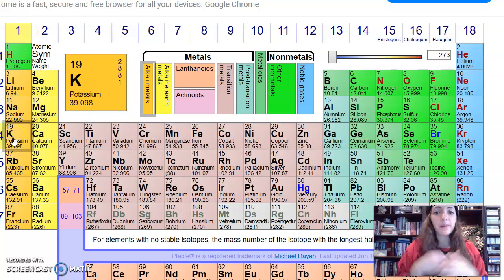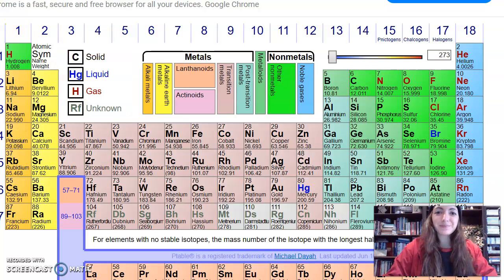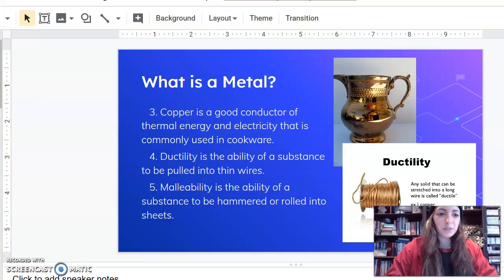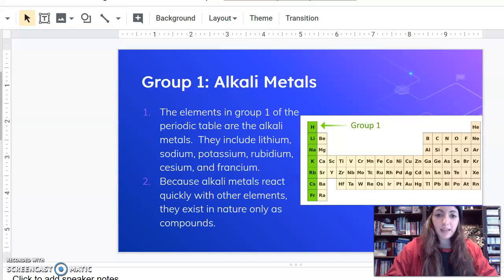So let's go to our PowerPoint and see what is group 1. Switching here. Okay, group 1, alkali metals. So if the question is, what type of metal is it? The answer is potassium is an alkali metal. And what group is the metal in? It's in group 1. So we can see here, it's in group 1 as well as an alkali metal.